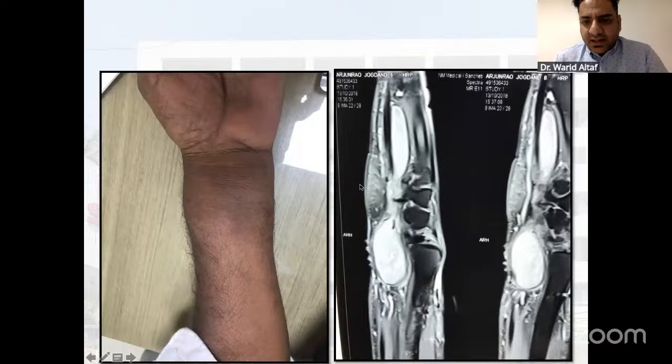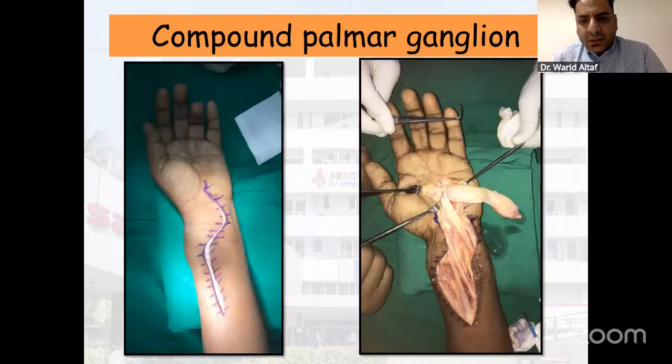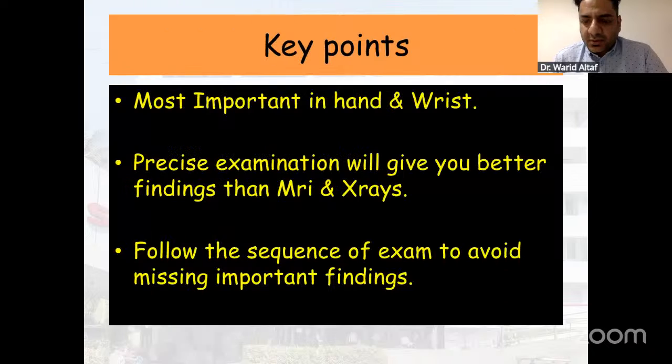And this again is a classical picture. You should of course be able to diagnose this clinically, but I've put an MRI here: a dumbbell-shaped swelling going across the wrist. I'm sure many of you must know this; it is a typical picture of a compound palmar ganglion, which goes from the wrist, crosses the carpal tunnel and goes across the wrist. A dumbbell-shaped swelling, mostly it is tubercular or it can be a rheumatoid inflammatory lesion. So it needs excision when it is progressive.